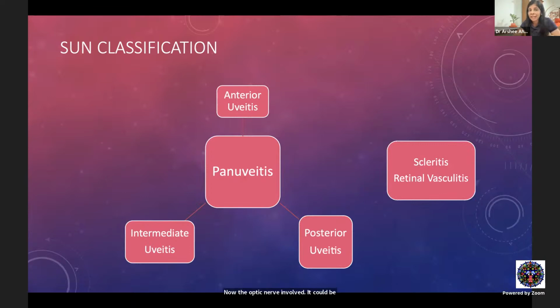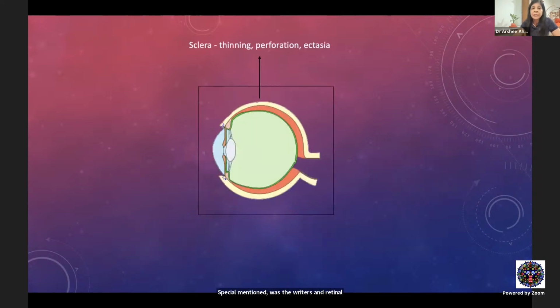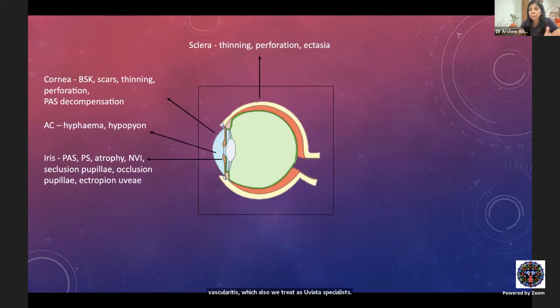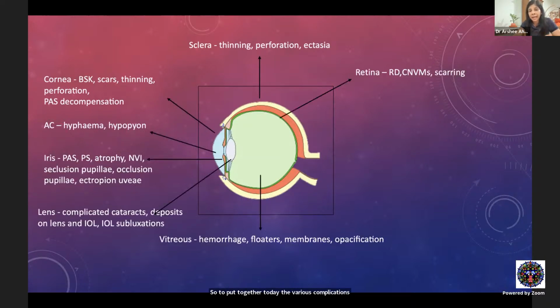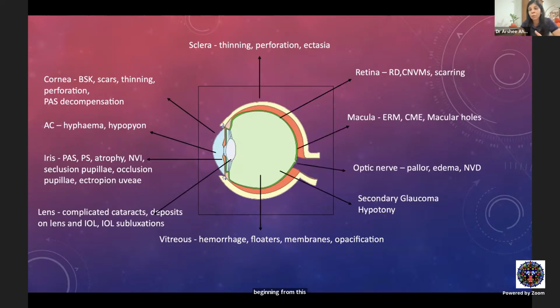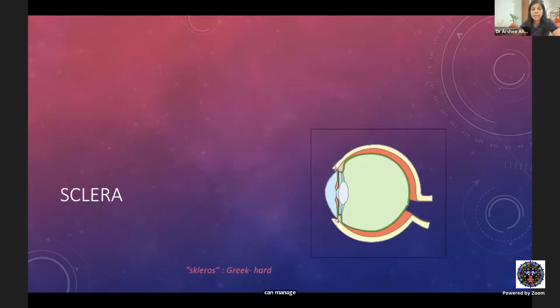Special mention for scleritis and retinal vasculitis, which we also treat as uveitis specialists. So to put together today the various complications, beginning from the sclera and as we go back, this is what we will try to cover today in whatever time we can manage. So first, moving to the sclera.